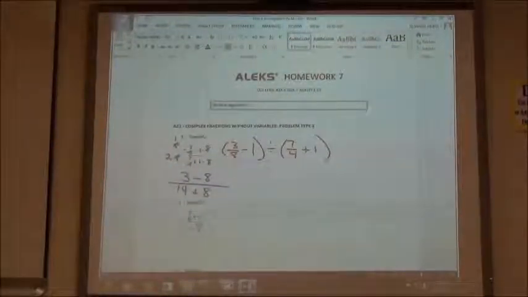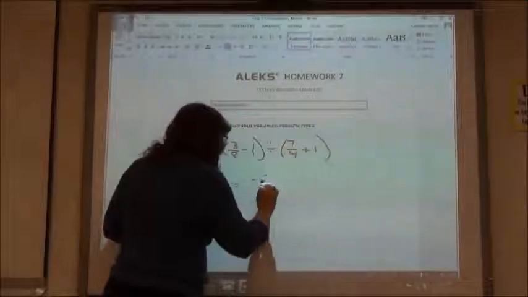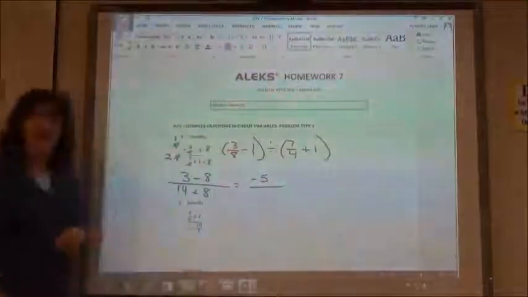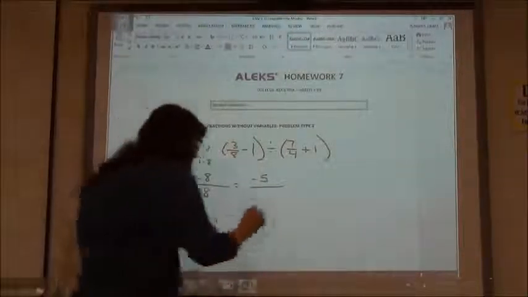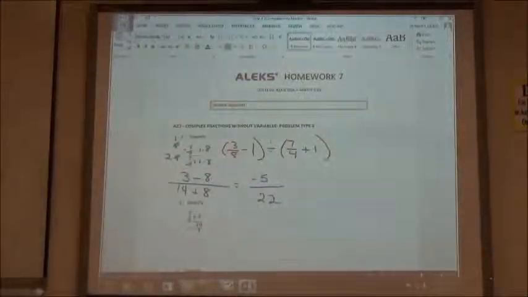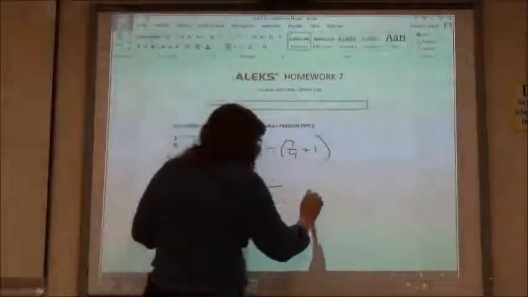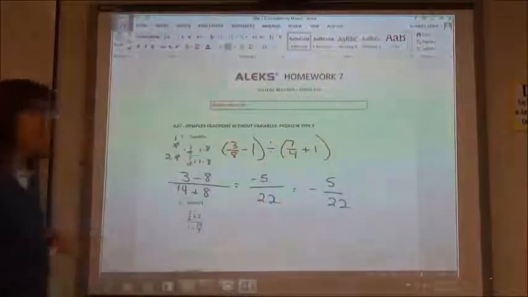Now that looks a whole lot easier to do than the first thing, right? So on the top, 3 minus 8 would be negative 5, right? And 14 plus 8 would be 22. Now, of course, we know on Alex that on the answer, they'll put the negative out in front, but we get negative 5 over 22.